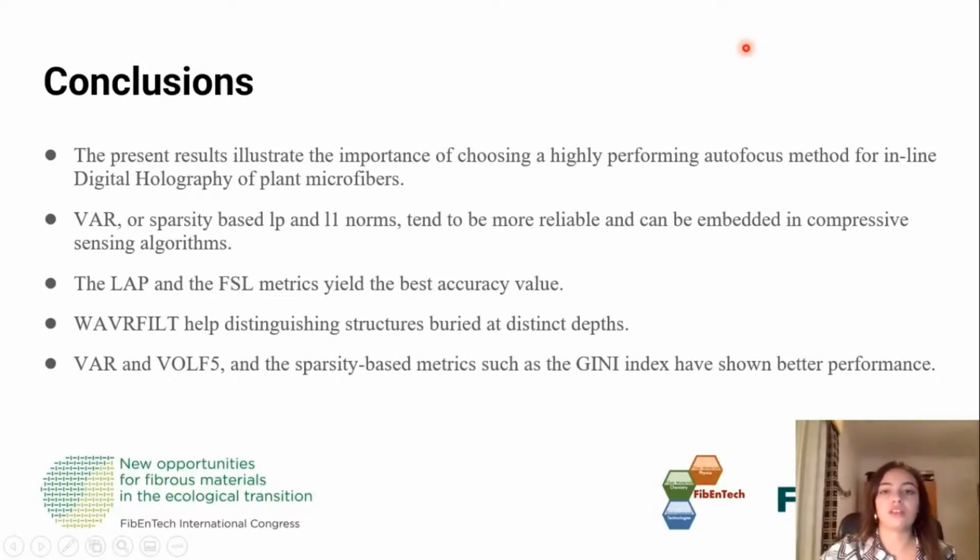More elaborate metrics, such as the Ward fields, help distinguish structures buried at distinct depths, at the cost of high computation complexity. Preliminary results show that magnified holograms are more demanding in terms of autofocus robustness to misalignment and noise issues. In this case, the statistically based metrics such as VAR and Wolf5 and the sparsity-based metrics such as the Gini index have shown better performance so far.